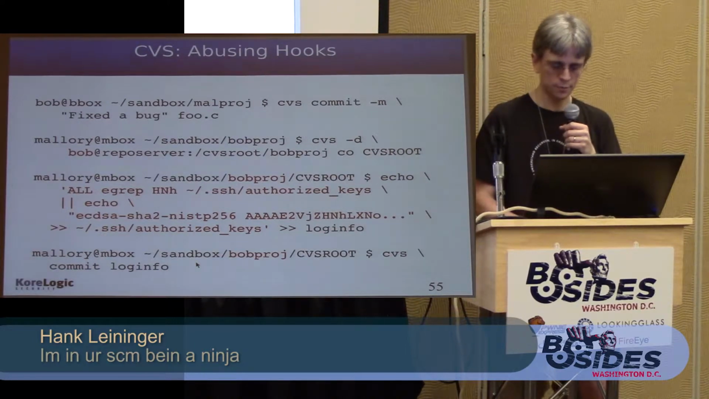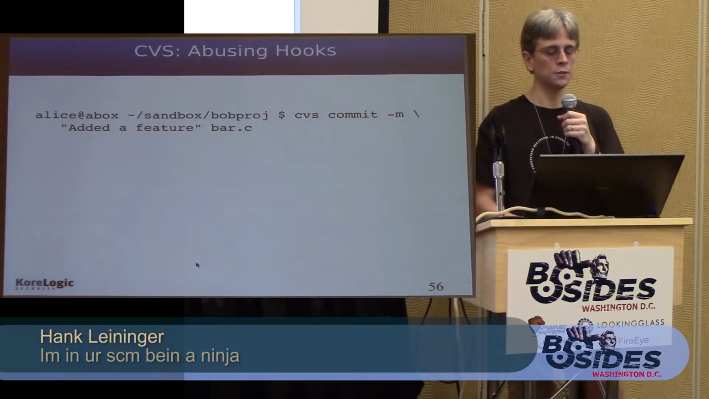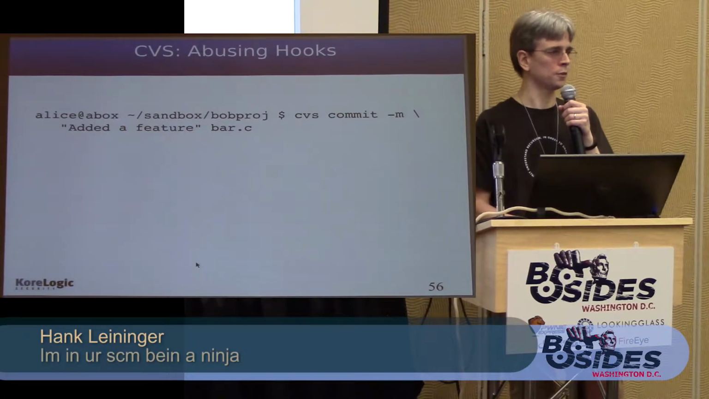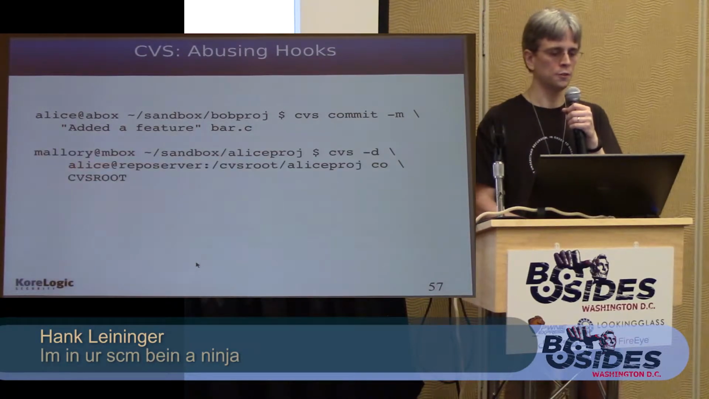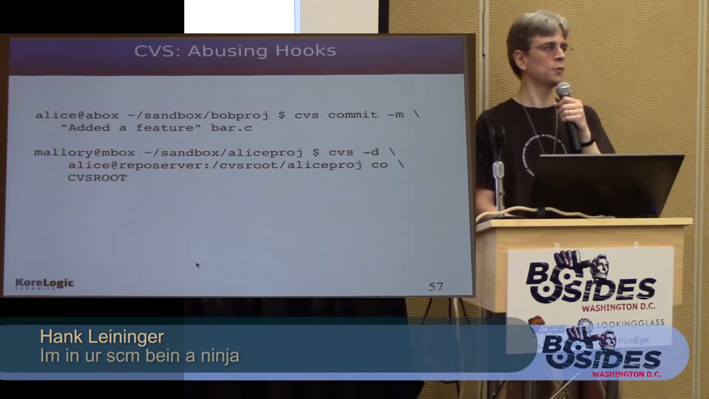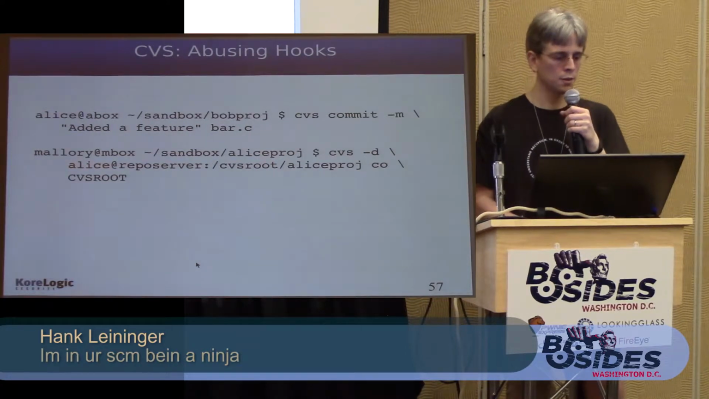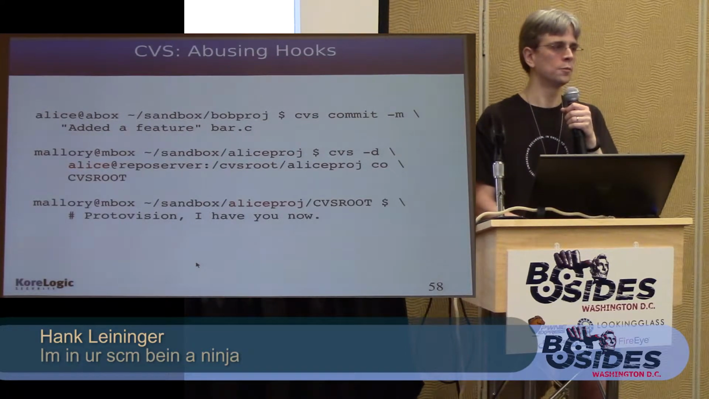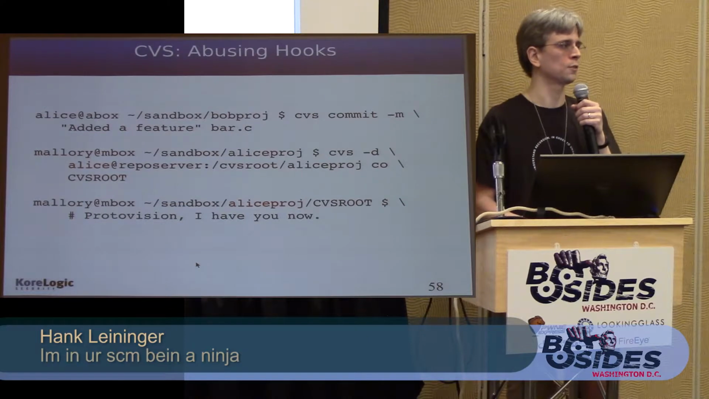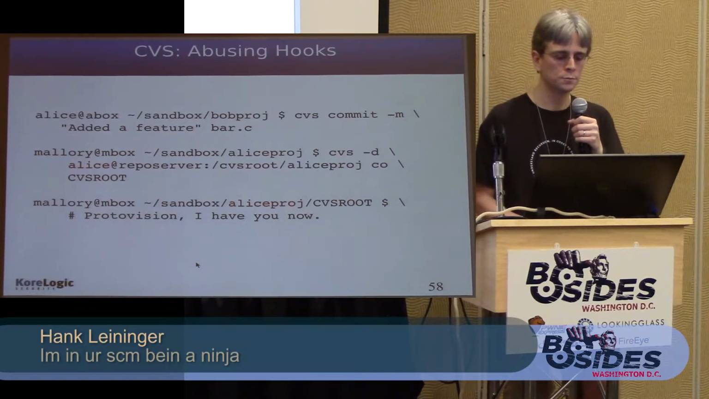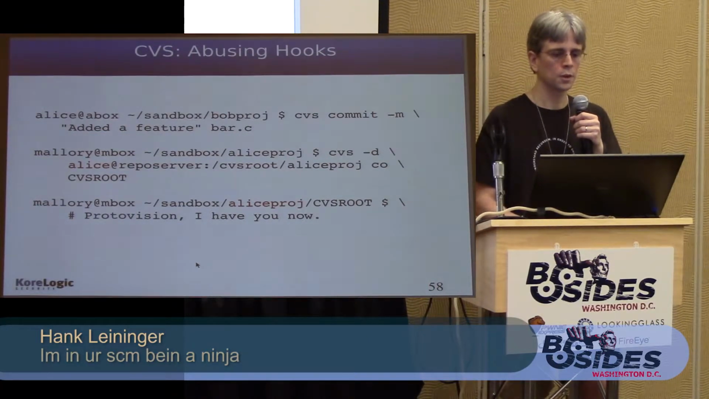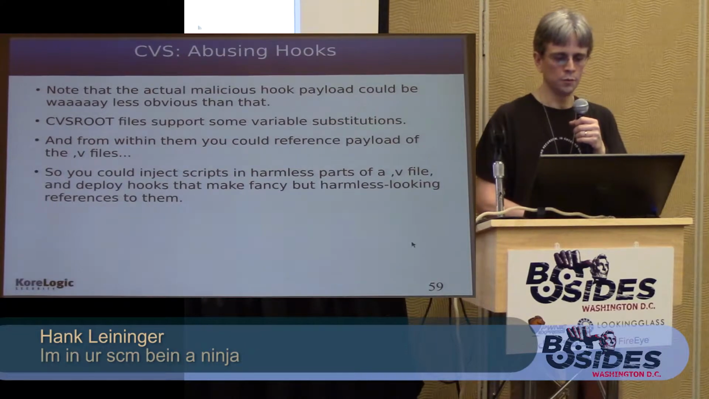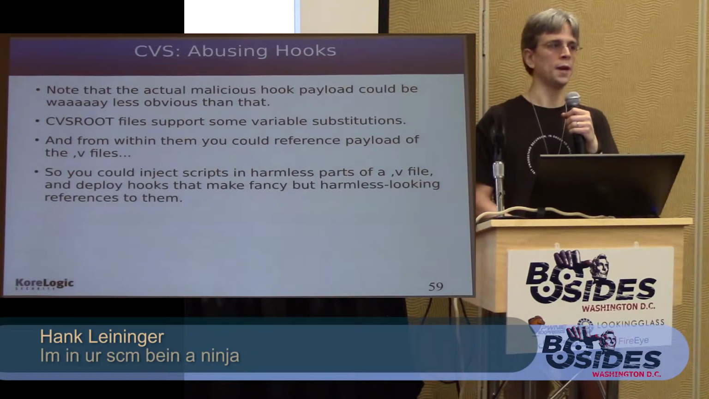And she commits that. Now, Alice, next time she makes a change to Bob's repository, has just added Mallory's public key to her authorized keys. Boom. Mallory now controls Alice's account on the repo server. Now, that was a really, really simple payload. You can get way more complicated.